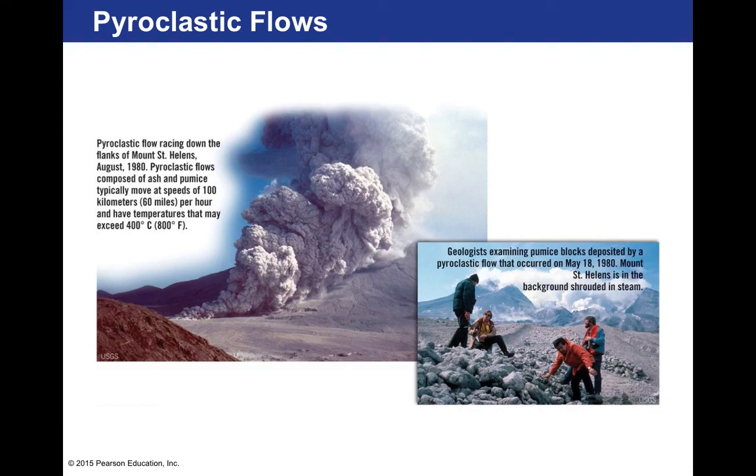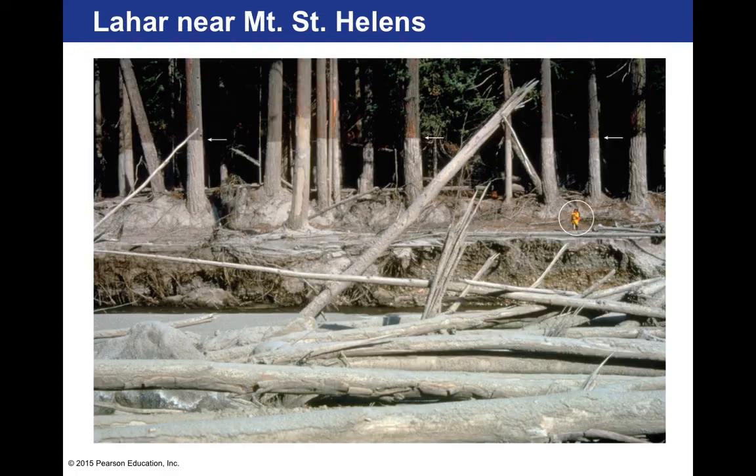Just another picture of this is pyroclastic flow coming down Mount St. Helens in 1980. So this pyroclastic flow that you're seeing is composed of ash and pumice, and these are moving at about 60 miles per hour and have temperatures that are greater than 400 degrees Celsius. So that's about 800 degrees Fahrenheit. So volcanoes are something you don't want to mess around with. They kind of look exciting and look interesting, but they're very dangerous if you're ever near one when it erupts.